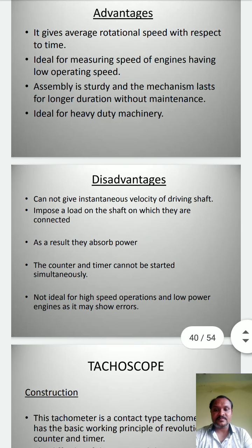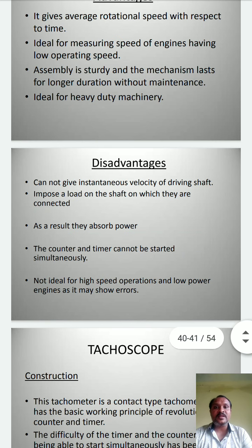Disadvantages. So it cannot give instantaneous velocity of the driving shaft. It imposes a load on the shaft to which it is connected. That is one problem. As a result, they absorb power, obviously. When the mechanical parts connect with each other, some power is absorbed. The counter and the timer cannot be started simultaneously. So that is again the major difference. At a time we cannot start the timer and the counter.